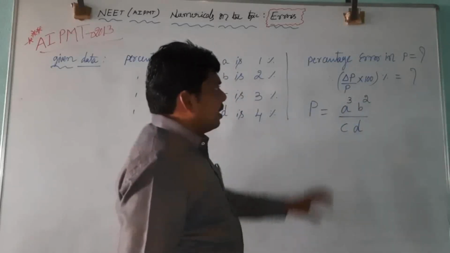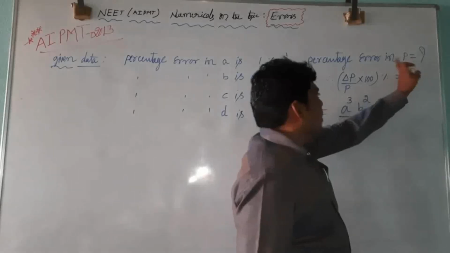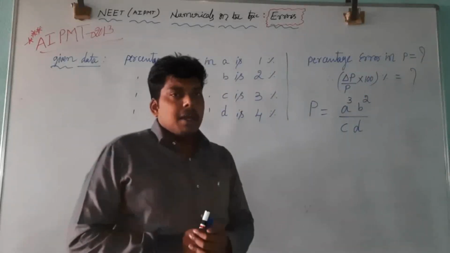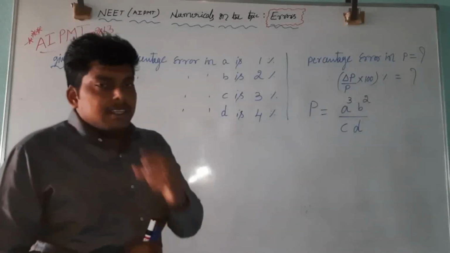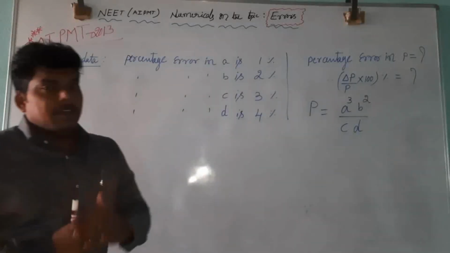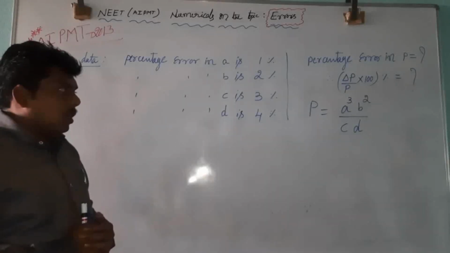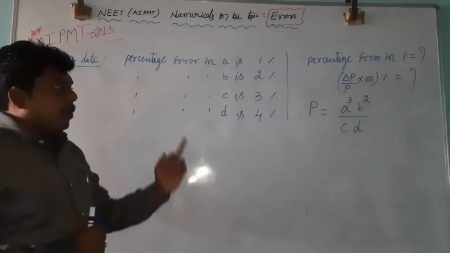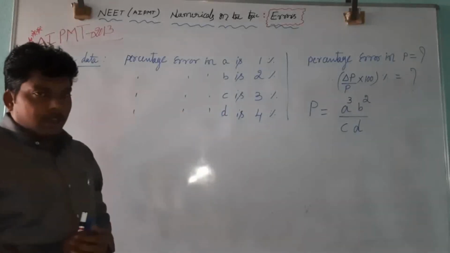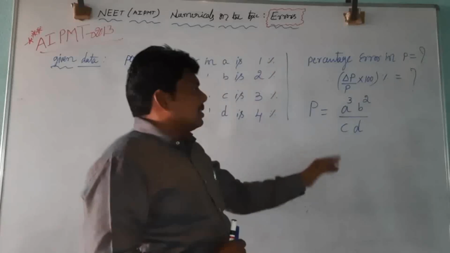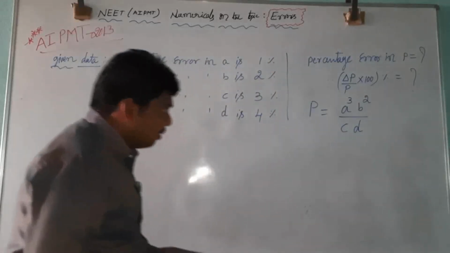What you have to calculate? Percentage error in P, that is nothing but delta P by P into 100 percentage. We have to calculate the percentage error in P. This question is very similar to the previous one. In the previous one, I have explained how to solve the numerical which is based on the combination of errors. Just except the powers, this question is exactly similar to that of the previous one. Now we will solve this one.